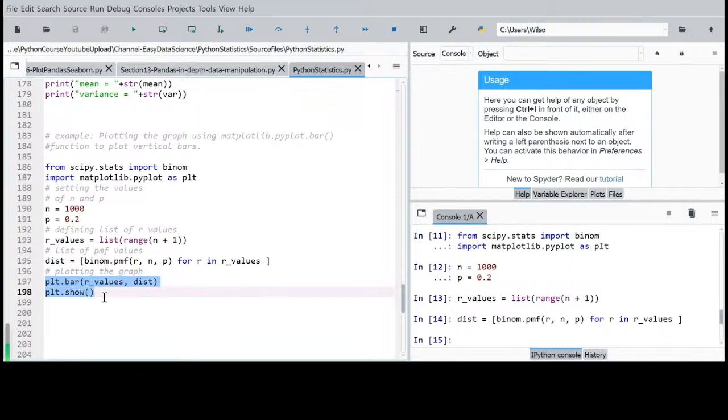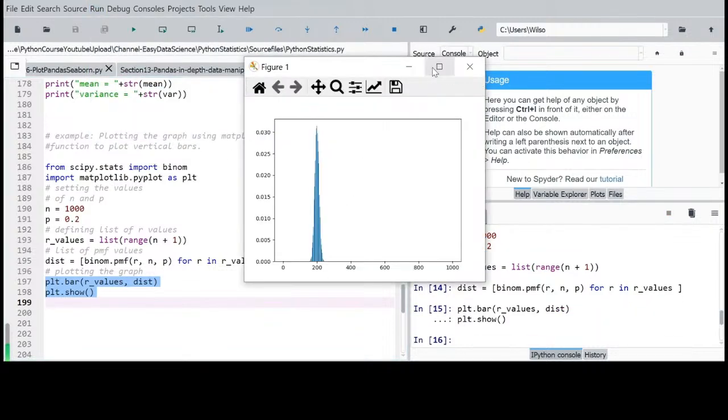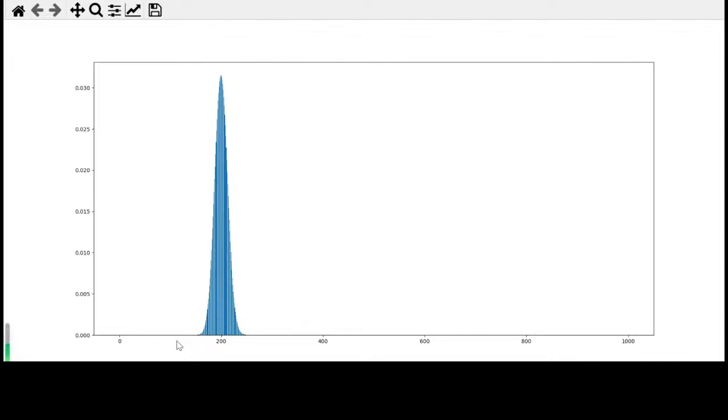So next we present in a bar chart these 1000 probabilities associated with this random variable. So it is clear that it is almost like a normal distribution, symmetric along each side of the mean, which is about 200.